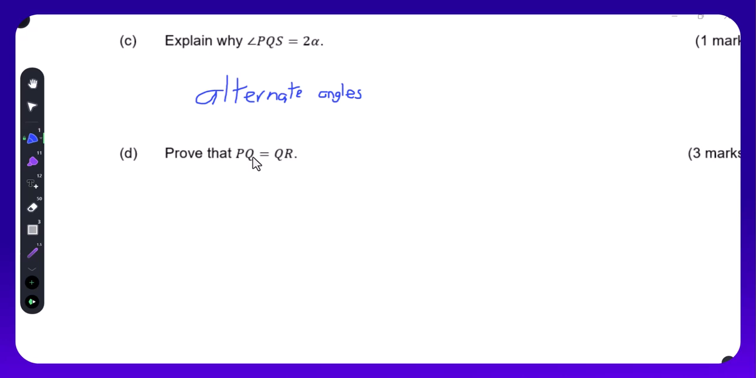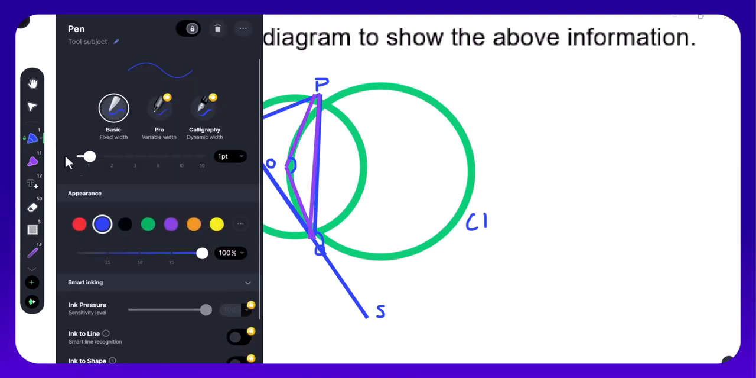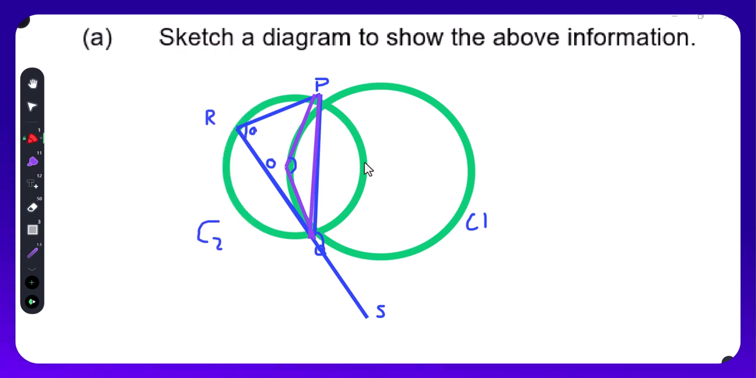Okay, now prove that PQ equals QR. Now I'm going to have my working out up here. I'm just going to color in red. So we're trying to say that PQ is going to be the same as QR, which is saying that it would be an isosceles triangle, which I guess means that these angles up here would be the same at PRQ and QPR. So let's see if we can figure that out.